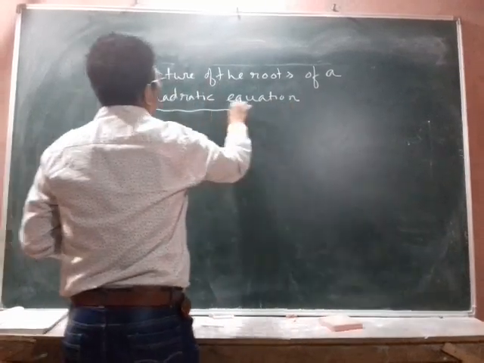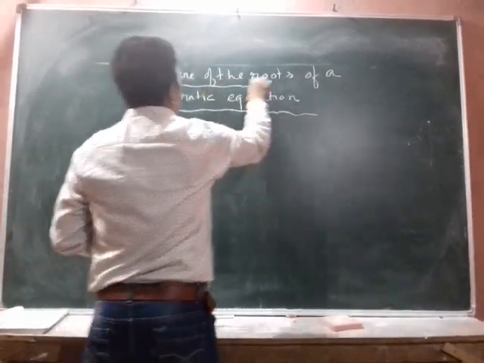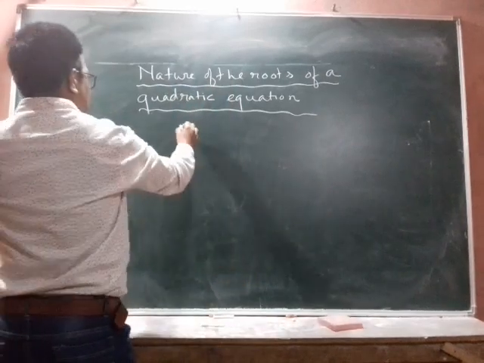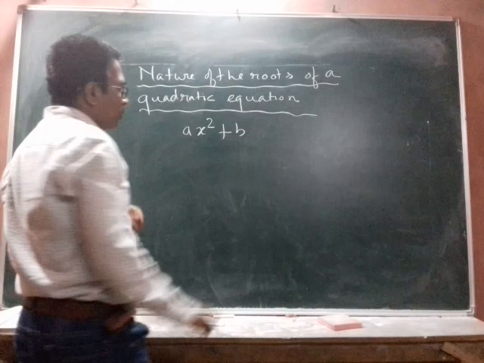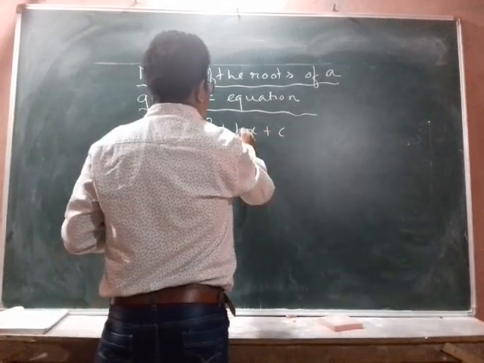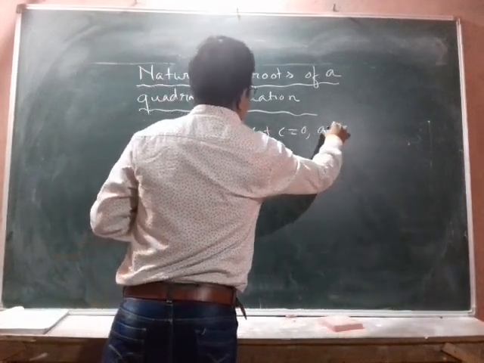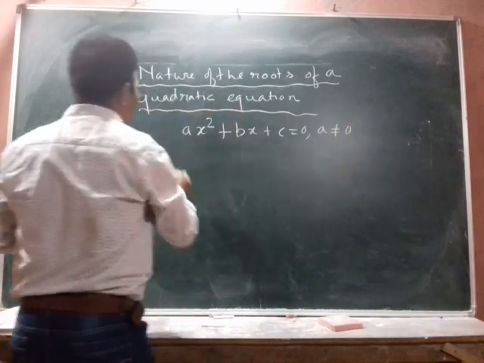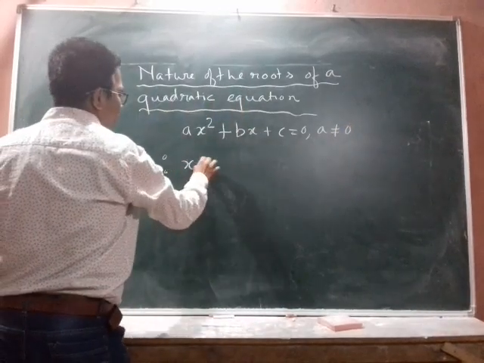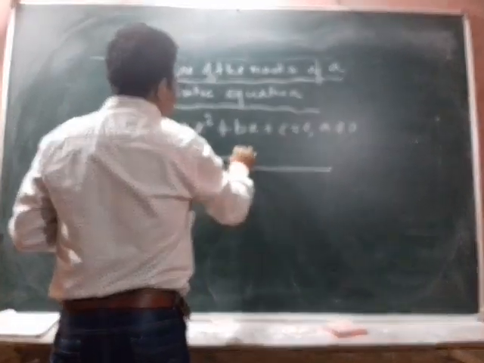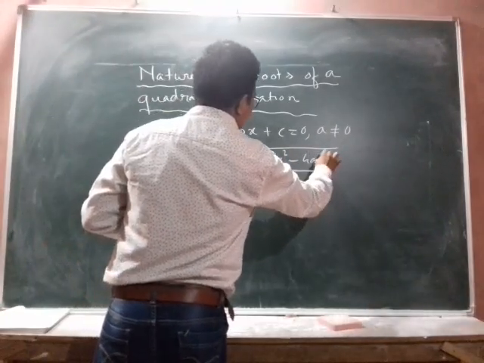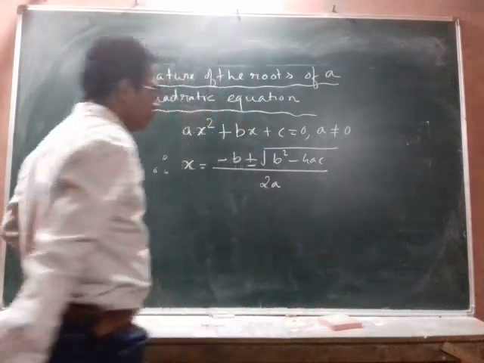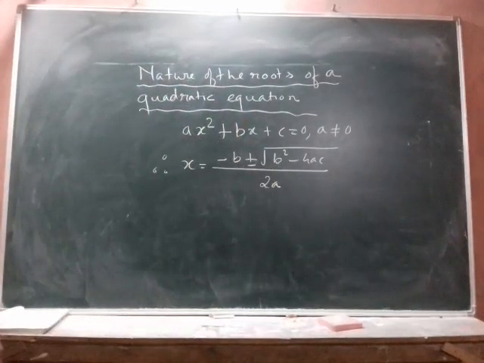So today I am going to discuss the nature of the roots of a quadratic equation. If the quadratic equation is ax square plus bx plus c is equal to 0, a is not equal to 0, then its solution can be found by using the formula x equal to minus b plus minus root over b square minus 4ac by 2a. This is the formula by which you can solve a quadratic equation.